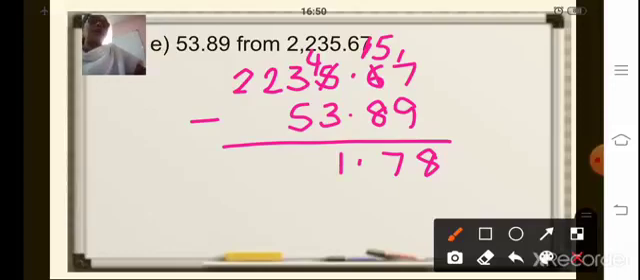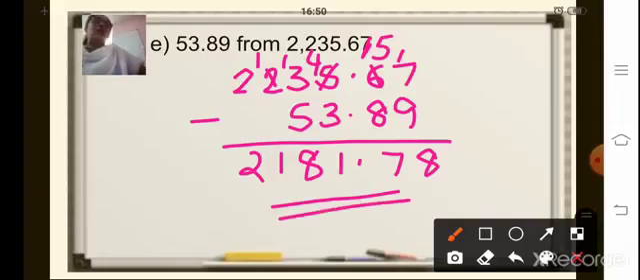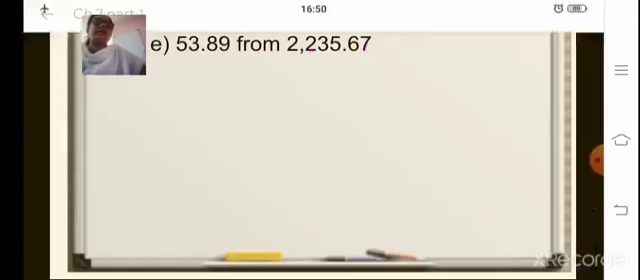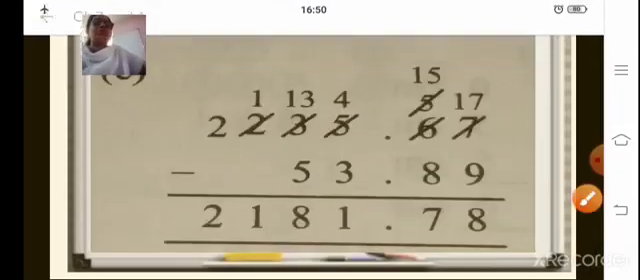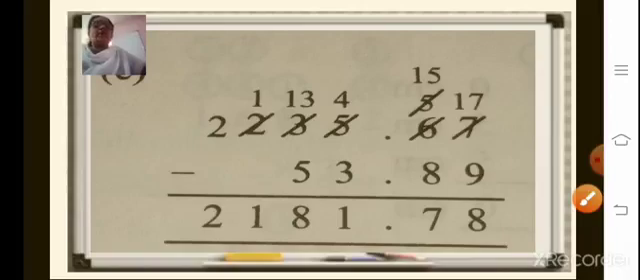Now again here from 3 you cannot subtract 5. So borrow from 2. So this will become 1 and this number will become 13. Now 13 minus 5 is 8. This one will remain as it is, as there is no number to subtract, and 2 you will write down as it is. So your final answer is 2181.78. The working is shown on the next slide. You can just copy it down from here.